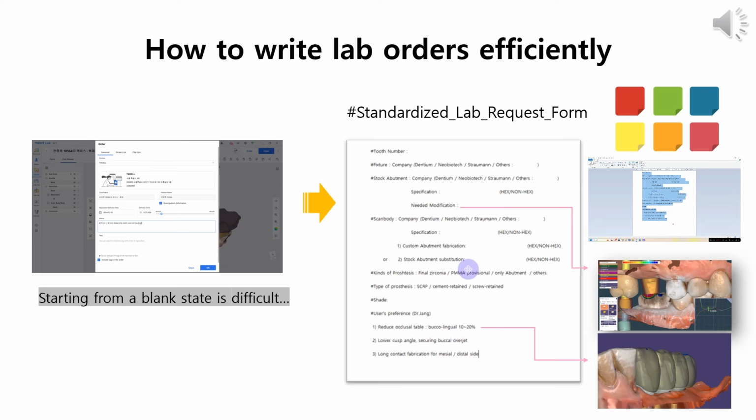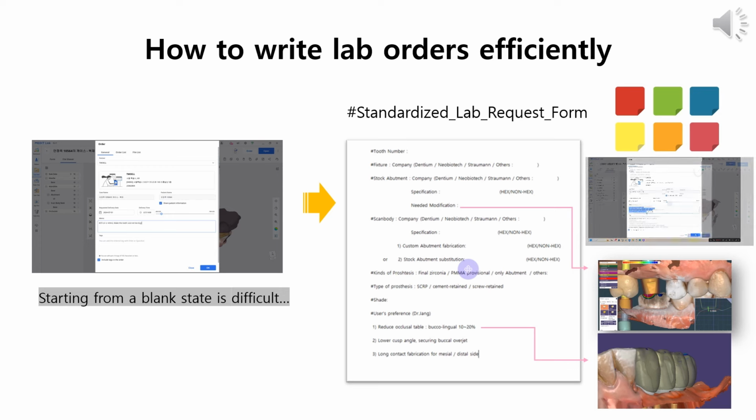Starting from a blank state is a cumbersome task and sometimes can lead to missing important details by mistake. So, at our clinic, we do it this way. We use a pre-written form and fill in the blanks. Lab ordering begins by attaching the main format text document prepared for each computer onto Medit Link. Then, while checking the used items, enter the tooth number and accessory information for each item again.